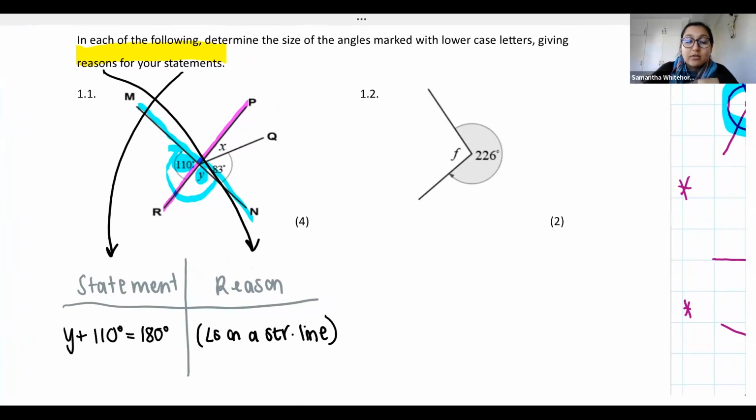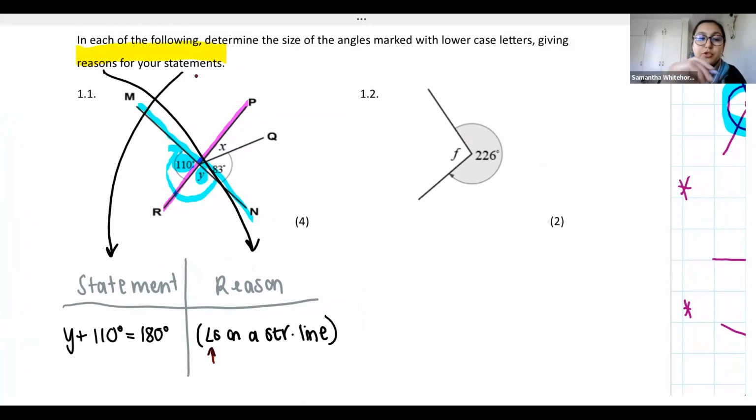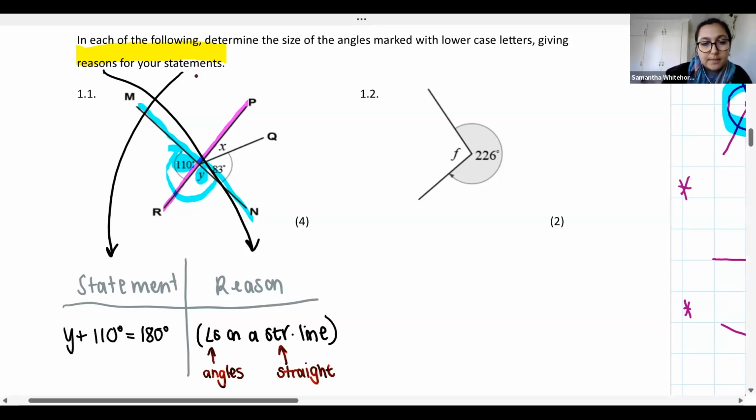If you want to write out angles and straight, that's fine. But you don't have to, not with geometry reasons. So just so that you know exactly what you're seeing here, this little sideways L looking thing, hopefully we remember that from junior school. That is a symbol that we sometimes use for angles. And this STR abbreviated is straight. So angles on a straight line. And you can abbreviate both of those as I have done here, because this is maths, we're not writing an essay. We don't need to spend more time than necessary writing things down.